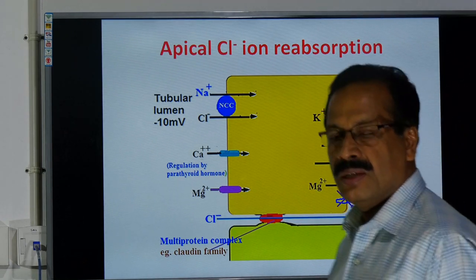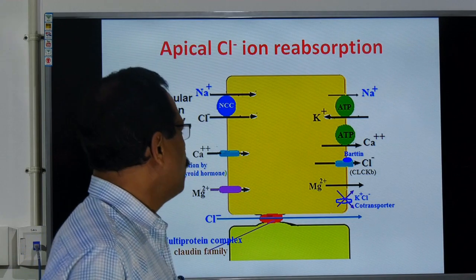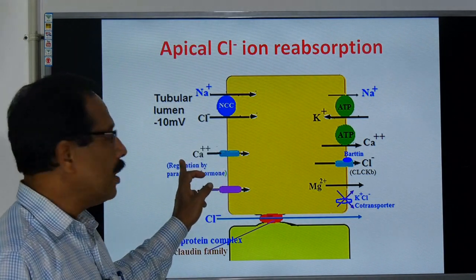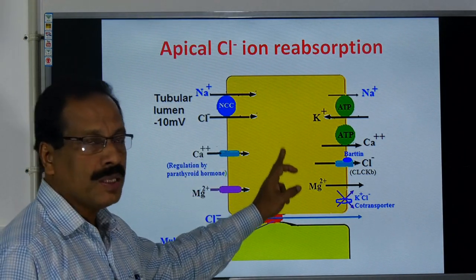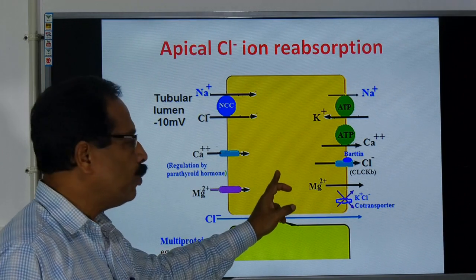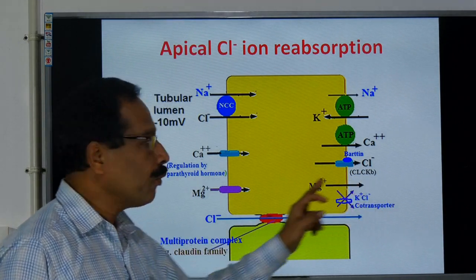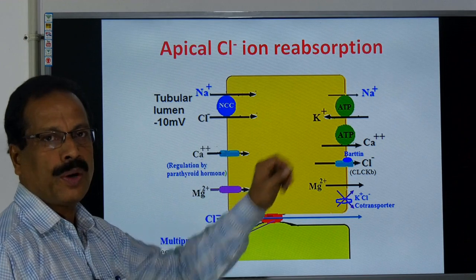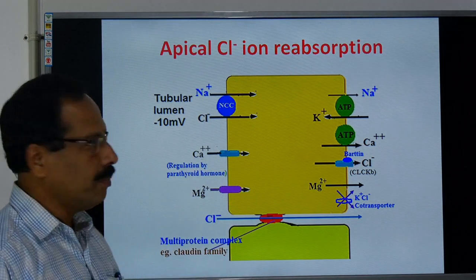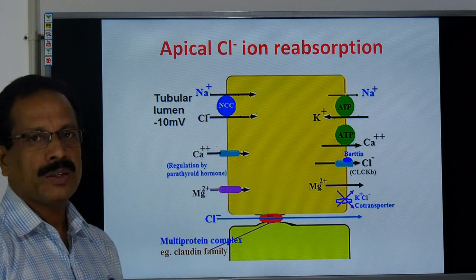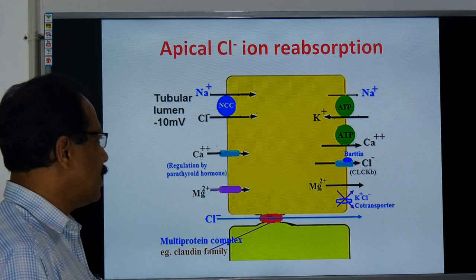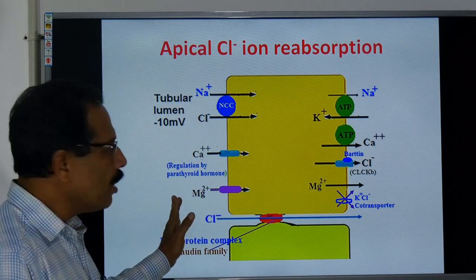This is quite important. The NCC channel moves chloride ions from the tubular space into the cell. So this chloride ion needs to be removed from the cell for further reabsorption of chloride through the NCC channel, because that will maintain the electrochemical balance between the cells and the tubular fluid.